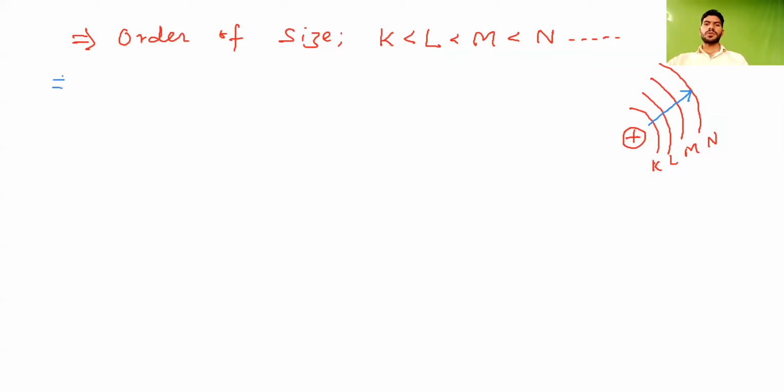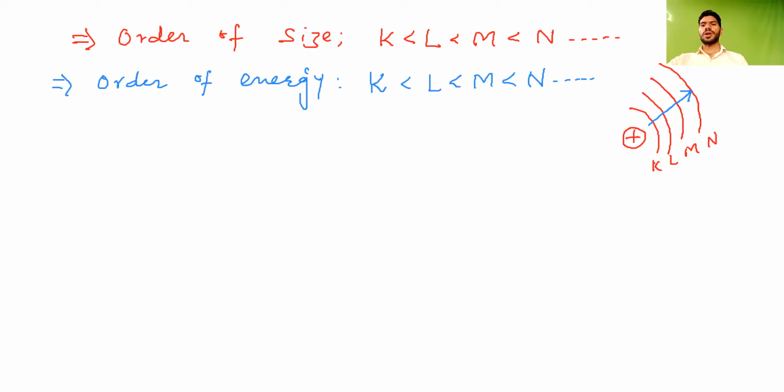Now can you tell me what will be the order of energy? Which will have very high energy? It is also the same: the electron present in K will have lower energy, then L, then M, then N. So energy increases as we move away from the nucleus. Are you getting this? It's very important. I hope you remember the formula.